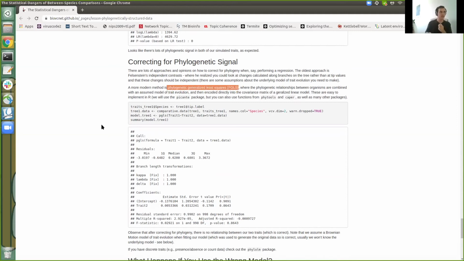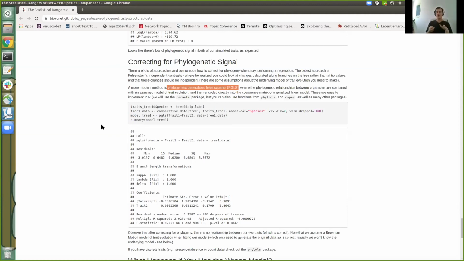The way PGLS works is that if you have a known phylogeny, you can take that phylogeny and encode it directly in the covariance matrix of a generalized least squares model, or a generalized linear regression. This is similar to a mixed effects model for people who've used that before, where you have some sort of dependency structure to your data that you're encoding in your covariance matrix.